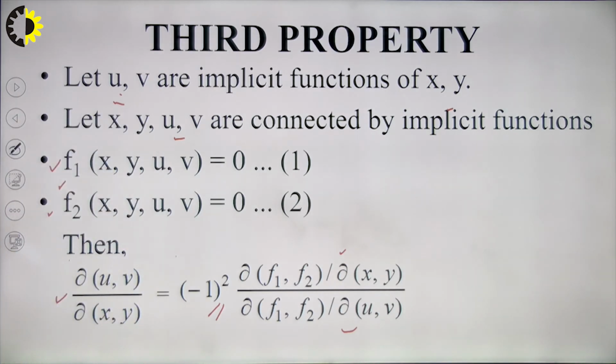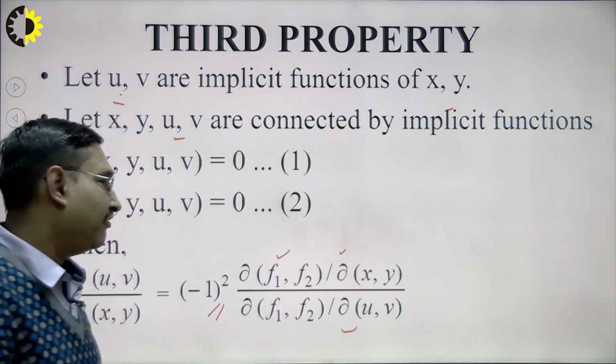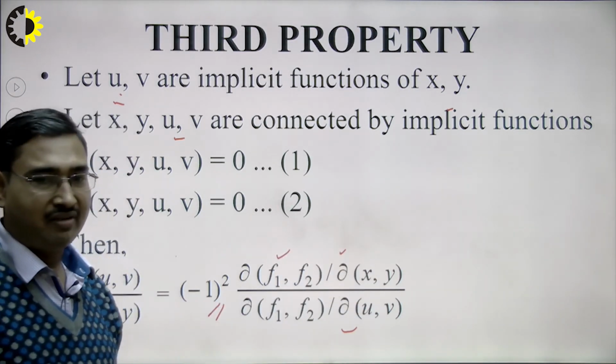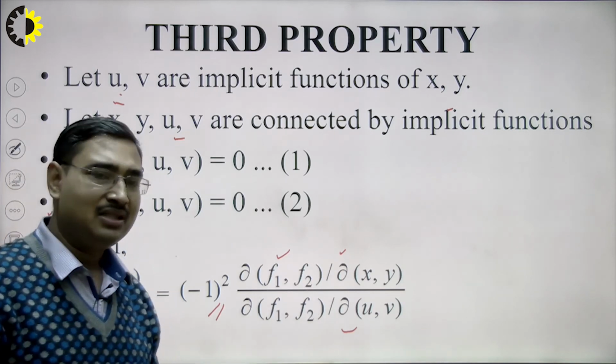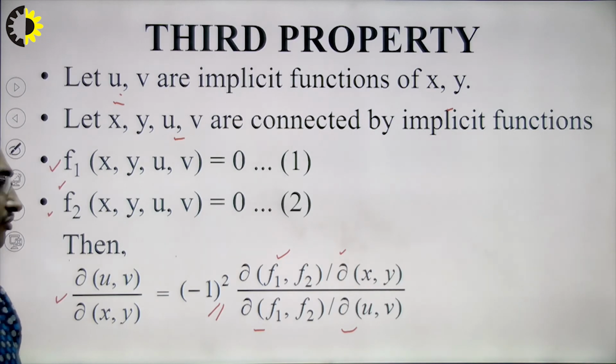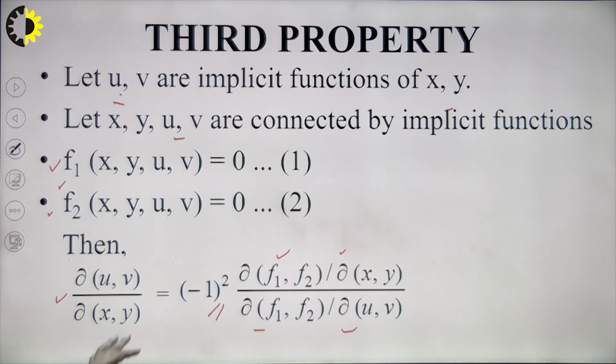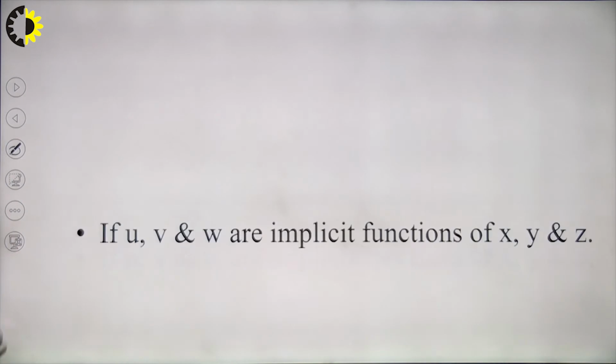In this case, what are we to do? We are to calculate the Jacobian of f1, f2 with respect to x and y by taking the remaining variables as constant. Then we are to calculate this Jacobian del(f1, f2) over del(u, v), and dividing the first result by this one and multiplying by minus 1 whole square, we shall obtain the value of del(x, y) over del(u, v).